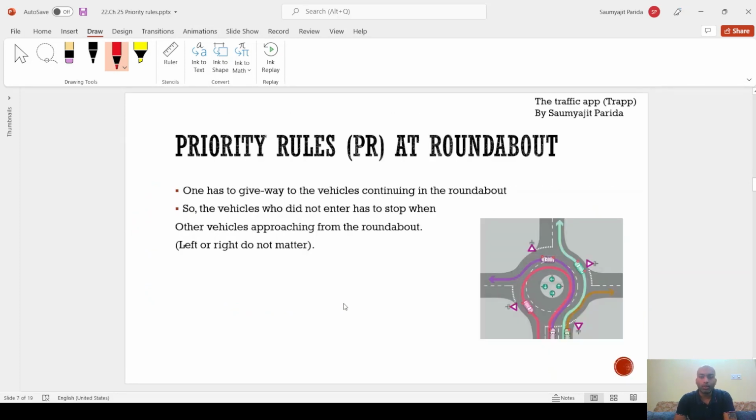Priority rules at the roundabout. One has to give way to the vehicles continuing in the roundabout. This is very important to know: if a vehicle is already in the roundabout and I am entering, I have to give priority to the vehicle already in the roundabout, irrespective of coming from left or right. So the vehicles that have not entered have to stop.